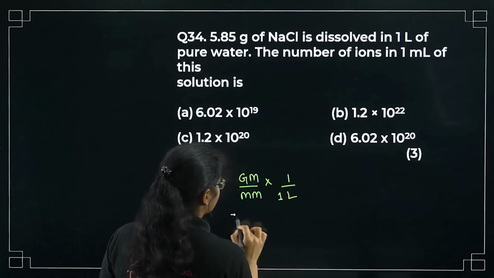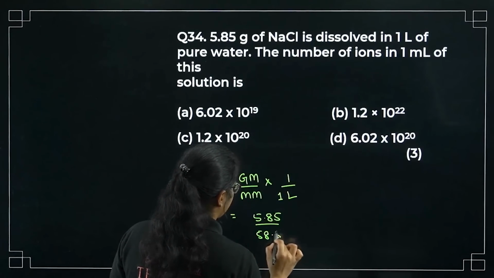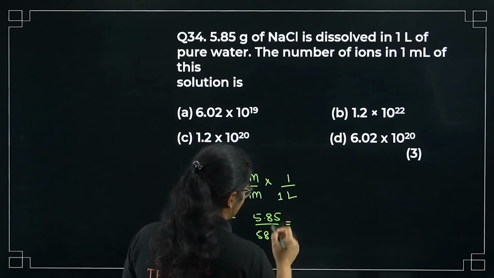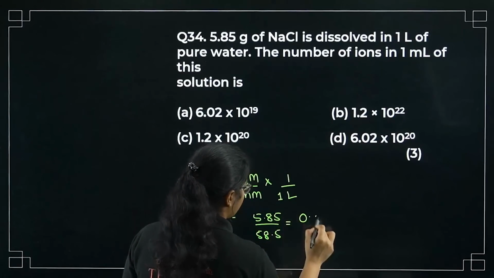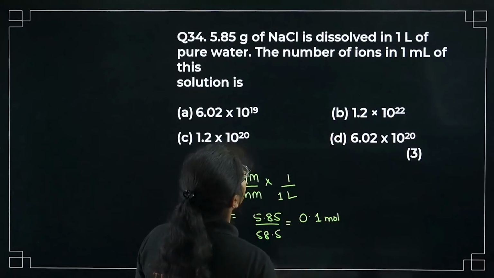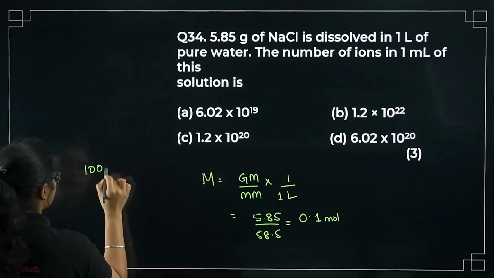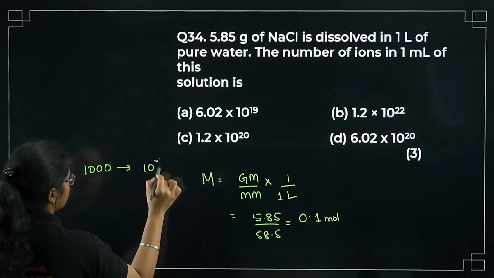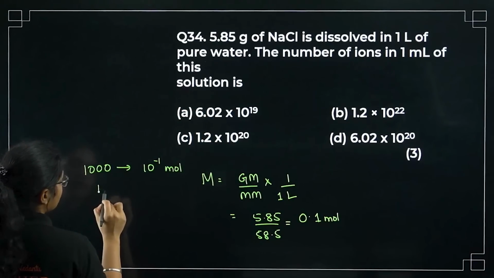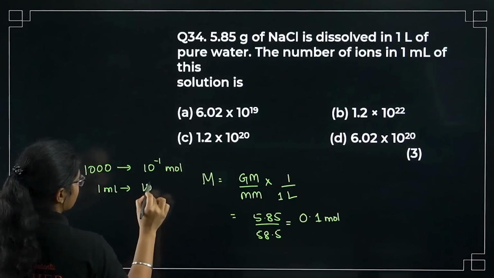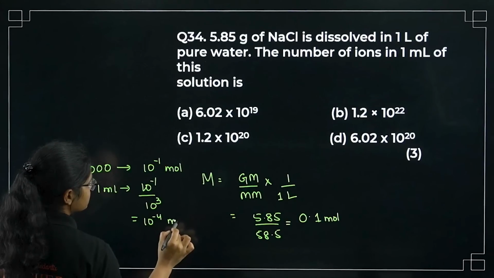So now the given mass is 5.85 and the molar mass of NaCl is 58.5. So how much will that be? It will become 0.1 moles, right? So I can say that in 1000 ml, or in 1 liter, we have 10 to the power of minus 1 moles of NaCl. But that means in 1 ml, how much will it be? 10 to the power of minus 1 by 10 to the power of 3, or I can say 10 to the power of minus 4 moles, right?